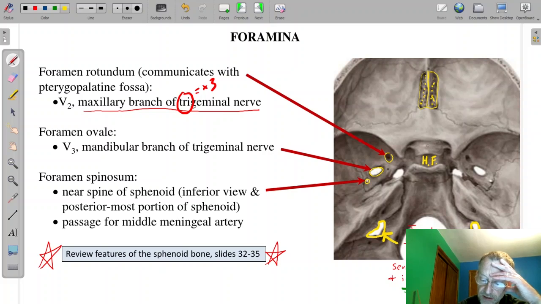And what bone is this? So you've identified these three foramina, the spinosum, ovale, and rotundum. Here is this ridge line. We're looking sort of straight down on the ridge of, what bone is that? This would be the temporal bone, and that's the petrous portion, or the petrous ridge.